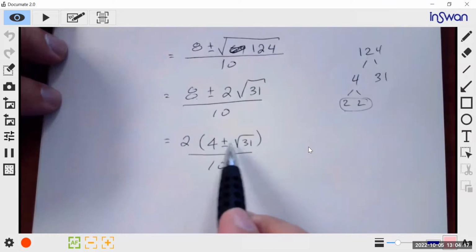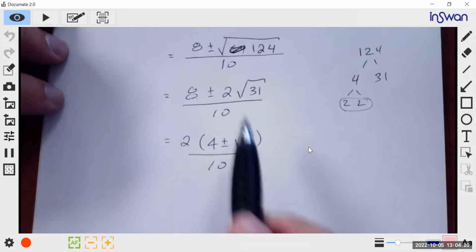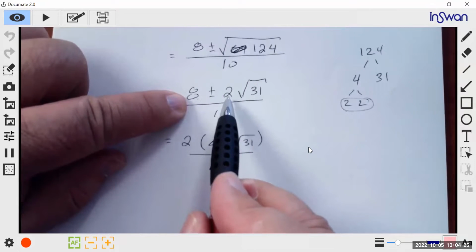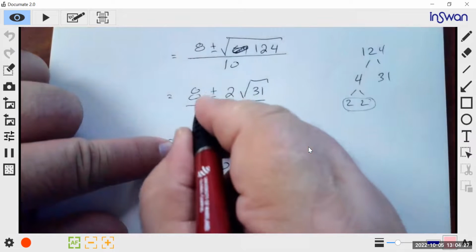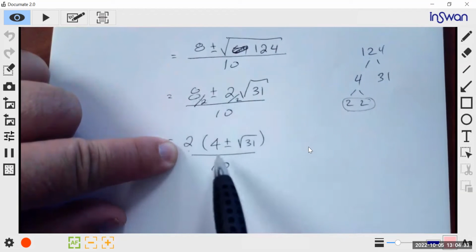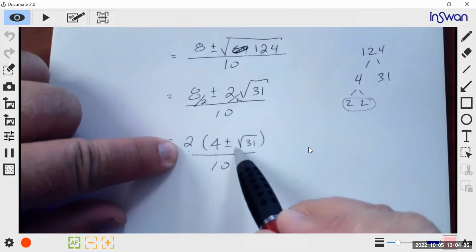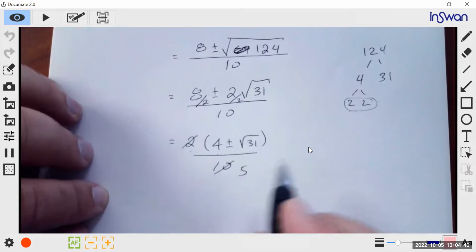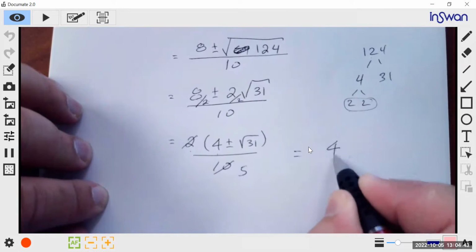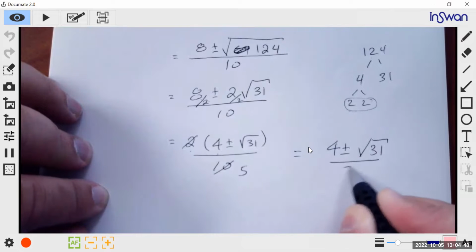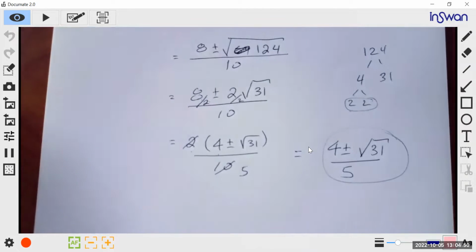Everybody see where I get these numbers inside the parenthesis? Because I see both of these are even numbers, right? I know they both have to have a 2 in common. So I take out the 2, and whatever I have here, I divide by 2. 8 divided by 2 is 4. 2 divided by 2 is 1. Now the 2 and the 10 cancel. And so my solution is that. That's what x equals. Those are my 2 x-intercepts.